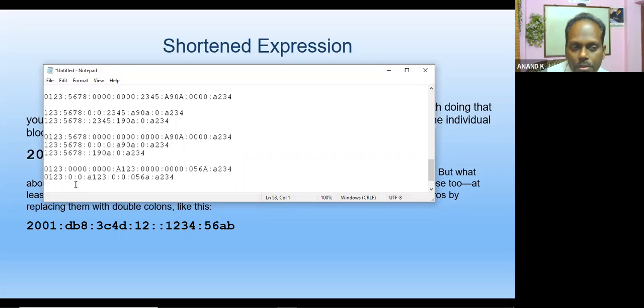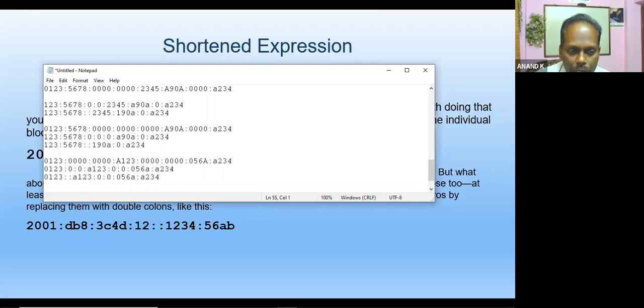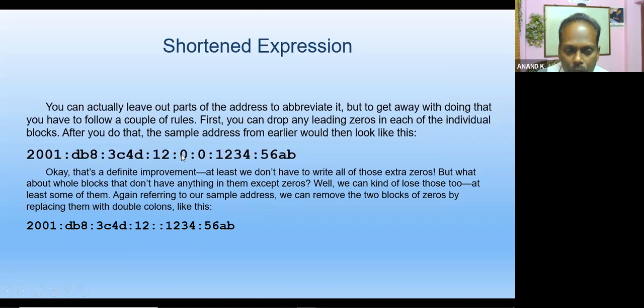Here you have a choice of having double colons. You can write 0123 double colon A123 colon. You cannot write two double colons. The rule is only one double colon. You have to write 0 colon 0 colon 056A colon A234. Like this you can simplify it. Reading this IP address, you'll understand better. You can see two double zeros are replaced with a double colon. The rule is only one double colon can be there. Whether you have 2 zeros or 3 zeros, it's okay, no problem.